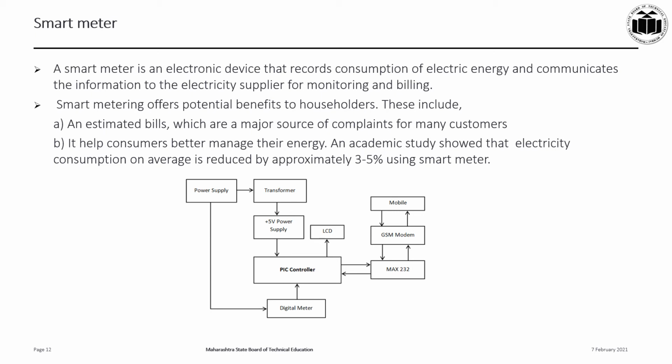Smart metering offers potential benefits to the householders, which include an accurate bill instead of an estimated bill, which is the major source of complaint for many customers. Smart metering also helps consumers to manage their energy. An academic study shows that electricity consumption on average is reduced by approximately 3 to 5% using the smart meter.